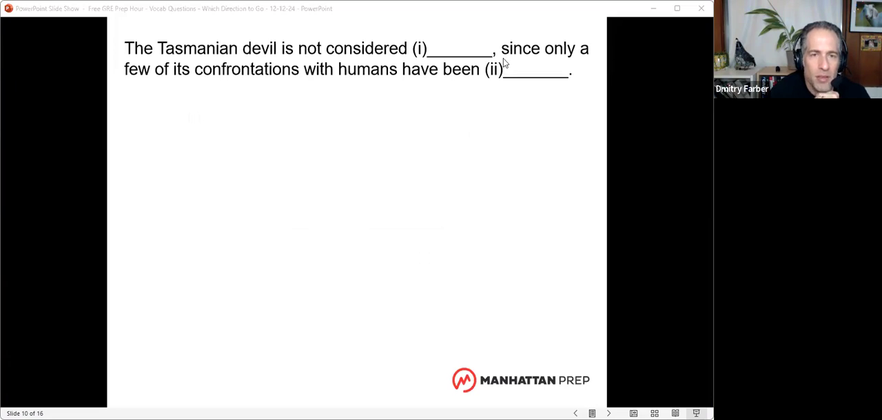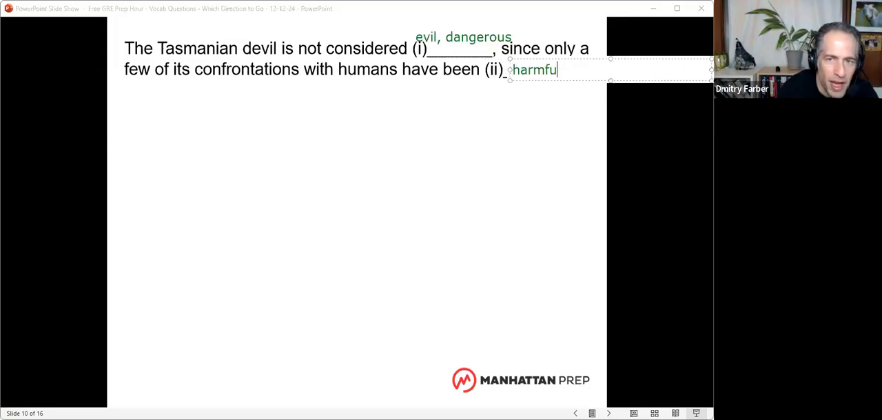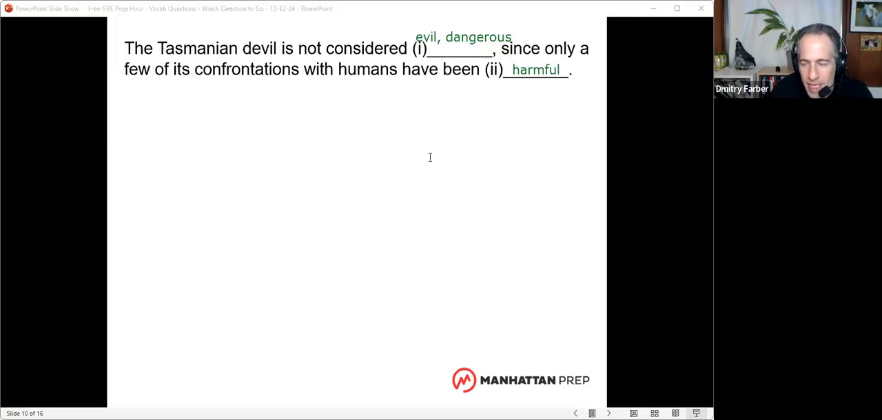Okay. So it's saying it hasn't been considered blank because a few have been blank. So they could be kind of the same direction, right? It could be, hey, the Tasmanian devil is not considered evil or dangerous because only a few of its confrontations have been harmful, right? Now you might think, well, but if a few have, that still could be evil or dangerous, right? Or maybe it's evil, it's just not that strong, right? Like, I don't know, maybe cats are evil, they're just not strong enough to kill me or something, right? But it could be something like that.